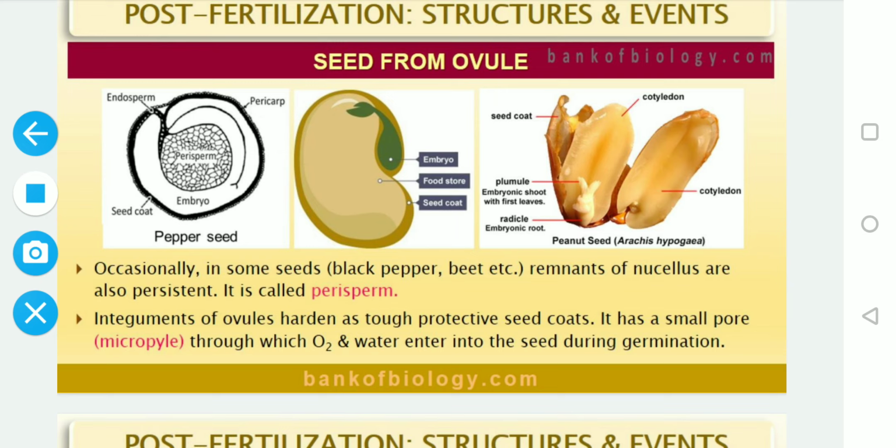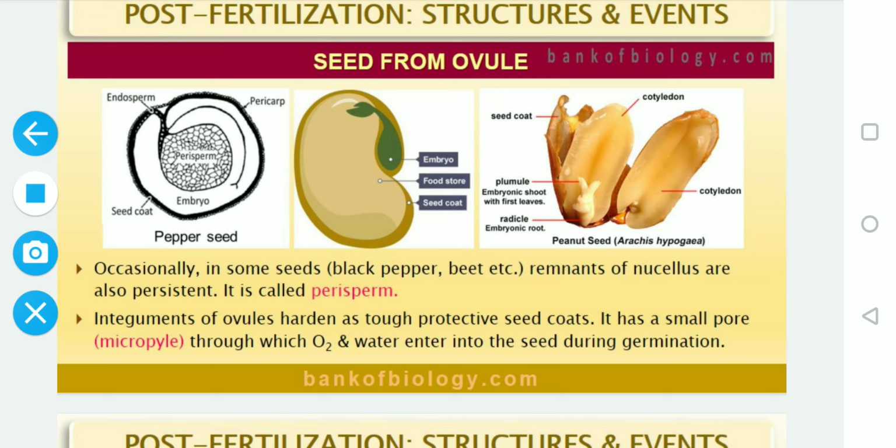If you observe clearly, here it is given, there is another example: pepper seed and also the pea seed, that is, the peanut seed. The botanical name is Arachis hypogaea. The integuments of the ovules harden as tough protective seed coats. It has a small pore. The pore region is nothing but the micropyle, through which oxygen and water enter into the seed during germination. Are you getting? Yes.